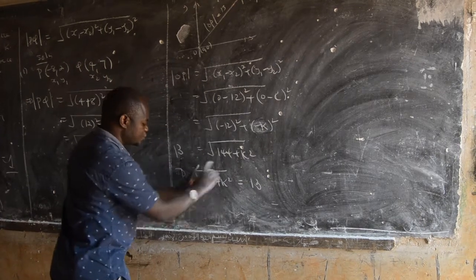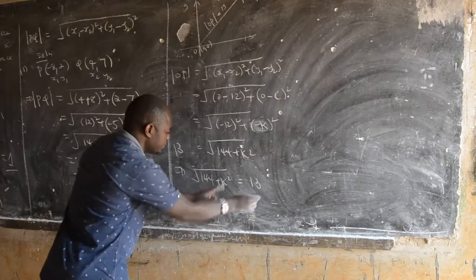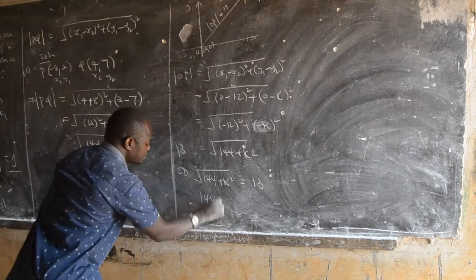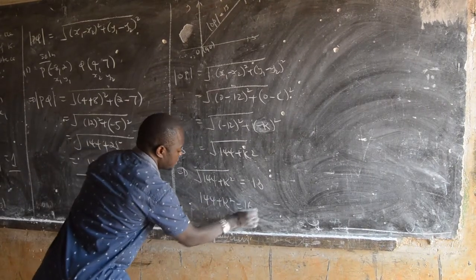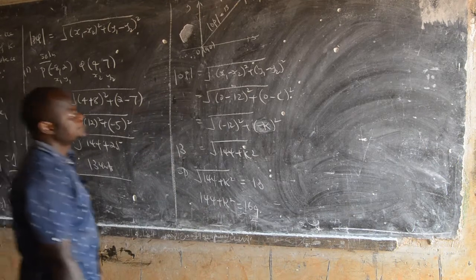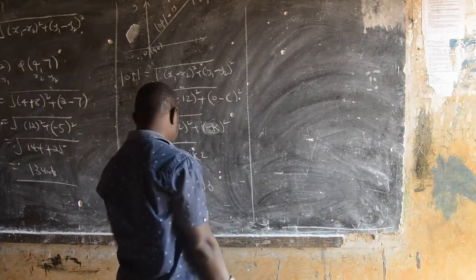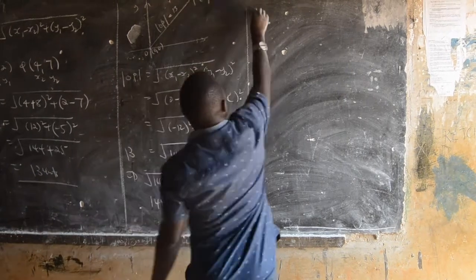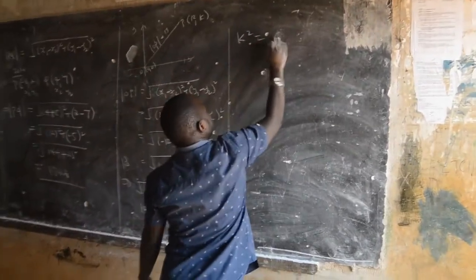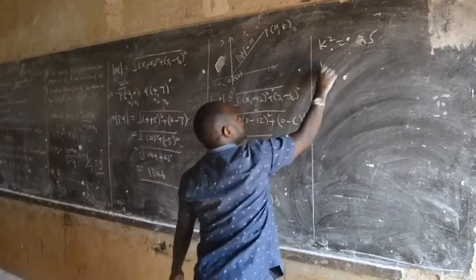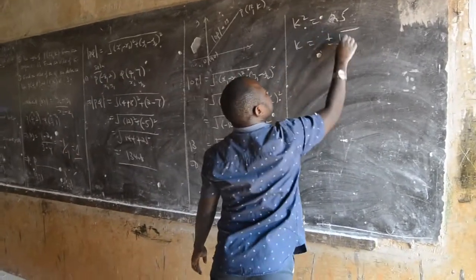To remove this square root, you square both sides. So we shall have 144 plus k squared is equal to 169. When you take that and subtract, it will give you 25. So we get k squared is equal to 25. So take the square root and the answer is plus or minus 5.